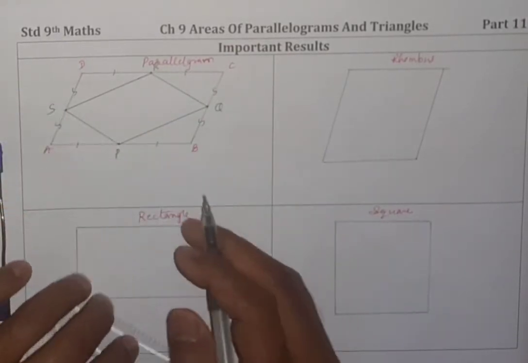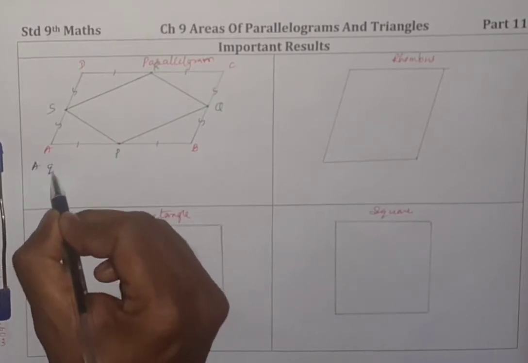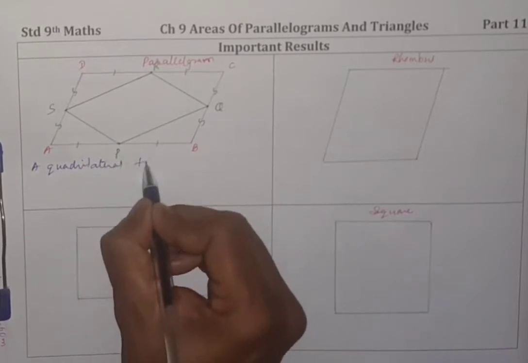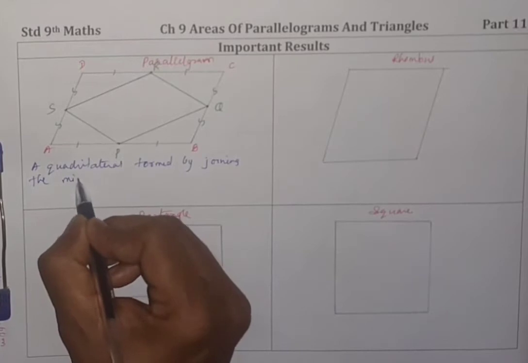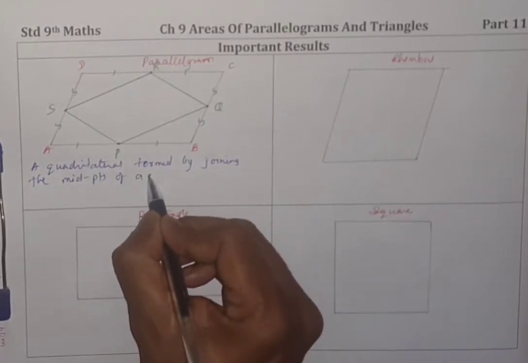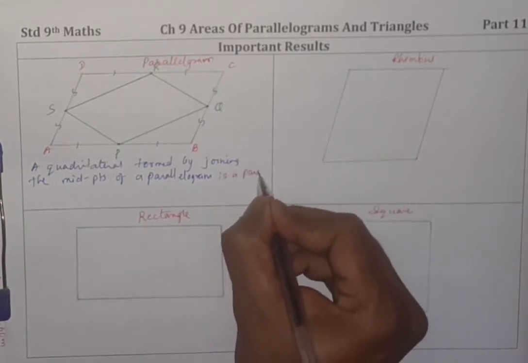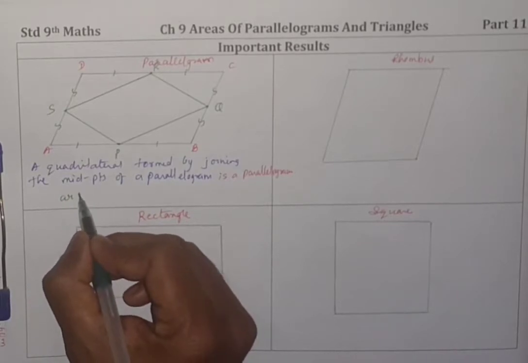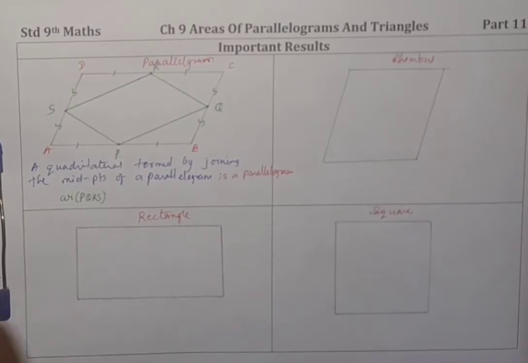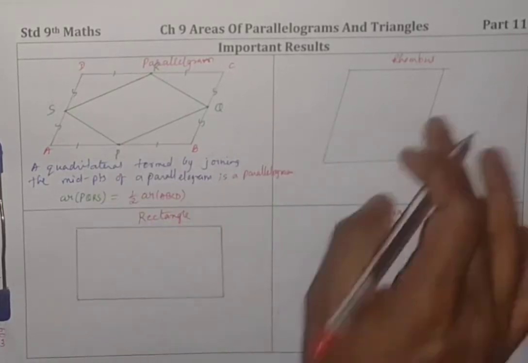The green quadrilateral is obtained by joining the midpoints of the parallelogram. All right, children, doesn't it look like a parallelogram? Yes, it is a parallelogram. So a quadrilateral formed by joining the midpoints of a parallelogram is a parallelogram. It is always a parallelogram. And remember, the area of that green parallelogram PQRS is half the area of parallelogram ABCD. I'll discuss that later. First, let's see the four results.